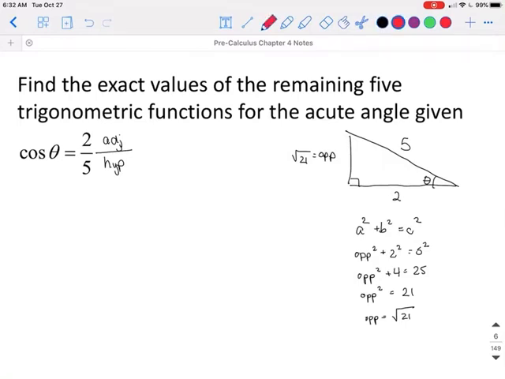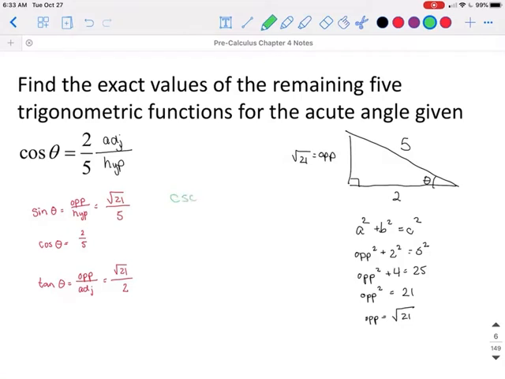So now we find the remaining 5 trig functions. Remember sine is opposite over hypotenuse, so our opposite side is radical 21, our hypotenuse is 5. We already know that cosine of theta is 2 over 5, and tangent of theta is opposite over adjacent, which is radical 21 over our adjacent side of 2.